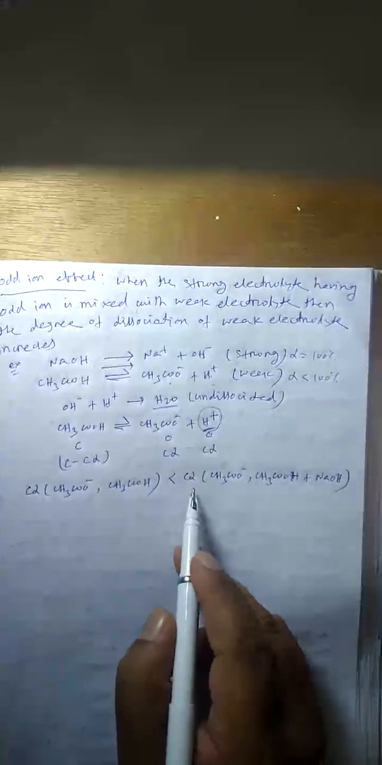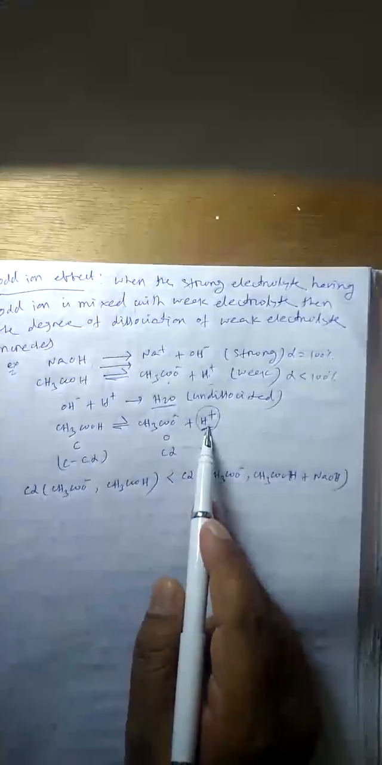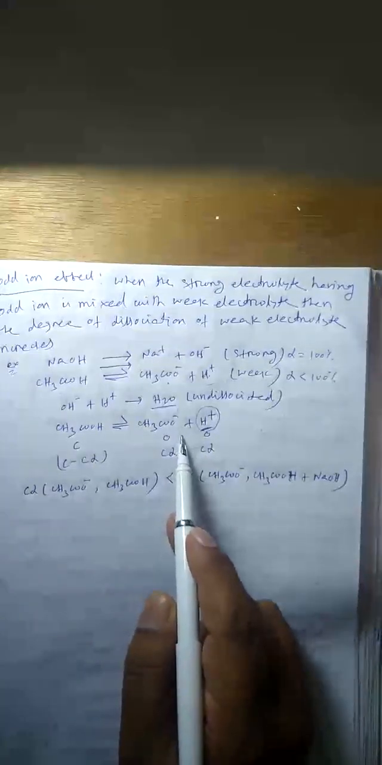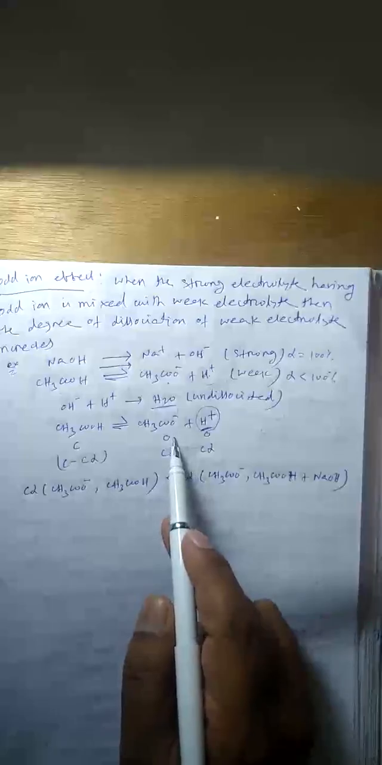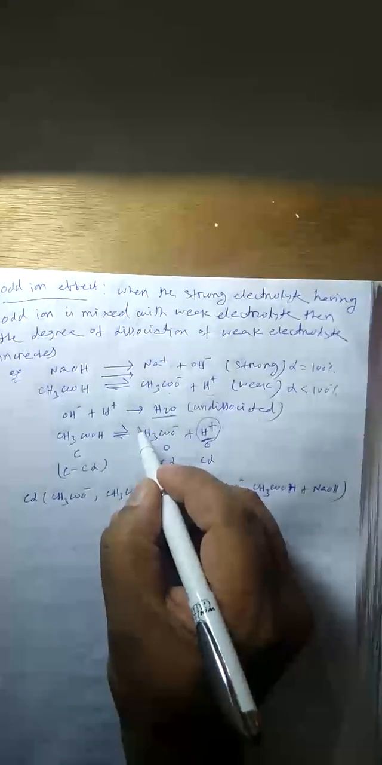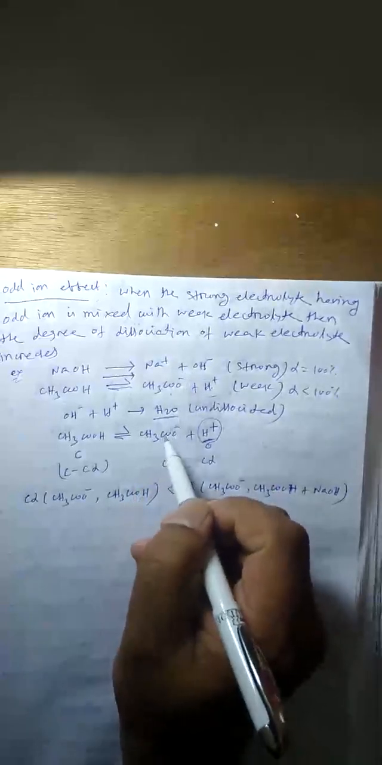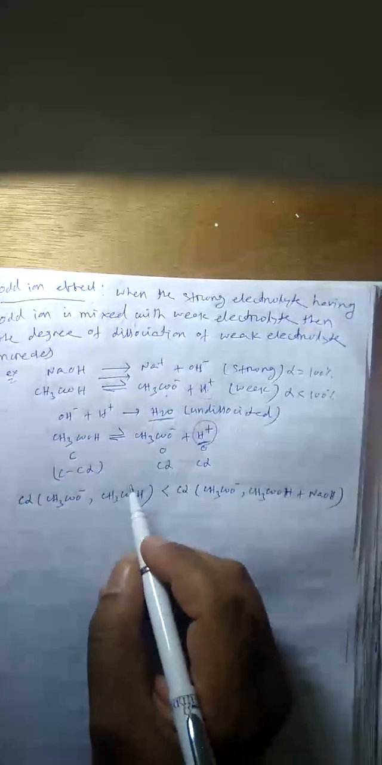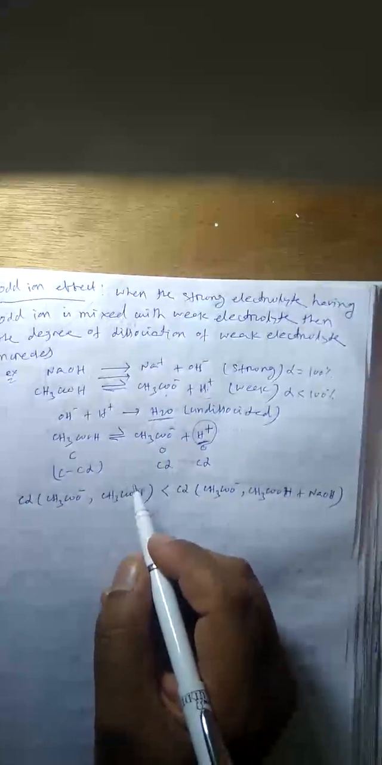Because of the common ion effect, this H plus ion is consumed, so the concentration of the product side decreases. So according to Le Chatelier's principle, the reaction moves in the forward direction in the presence of sodium hydroxide. So more and more acetate ion will form, so the degree of ionization increases. This is called the common ion effect.